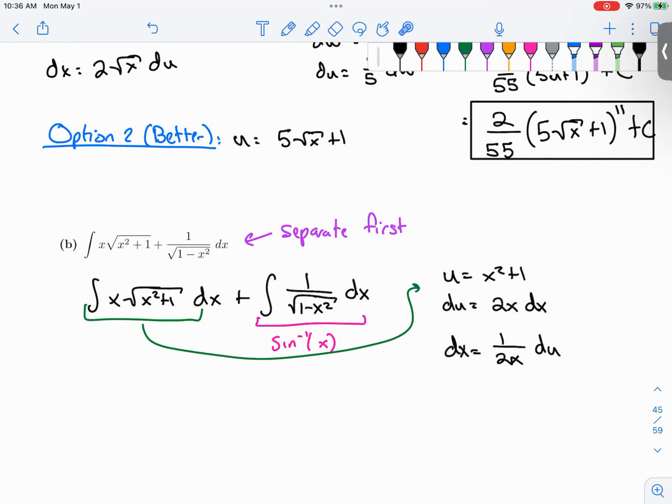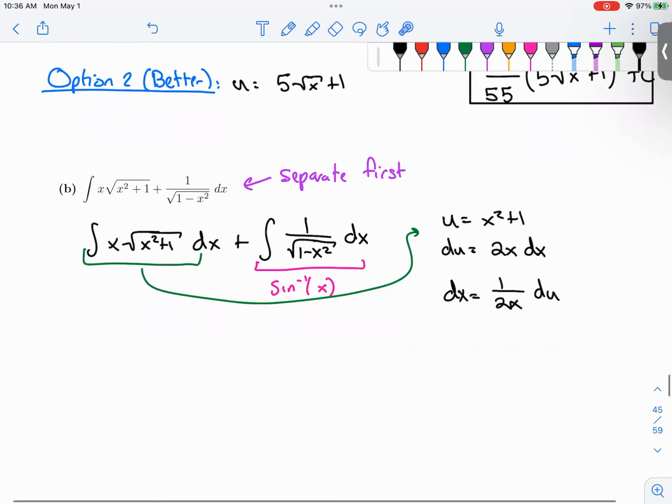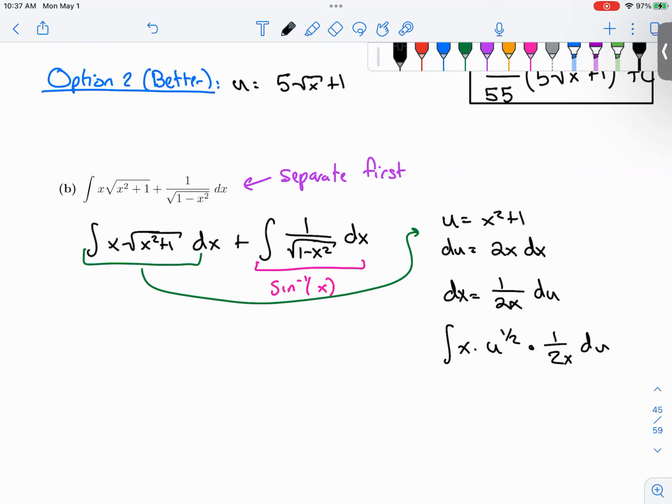So this second one becomes the integral of x times u to the 1/2. I'm going to rewrite it as an exponential. You could keep it as a square root, but eventually you're going to need to convert it to an exponential anyways to be able to use the power rule, like x to the n becomes x to the n plus 1 over n plus 1. You're going to need to do it anyways, so might as well just do it now, and then times 1/2x du. And that's awesome. The x's cancel.